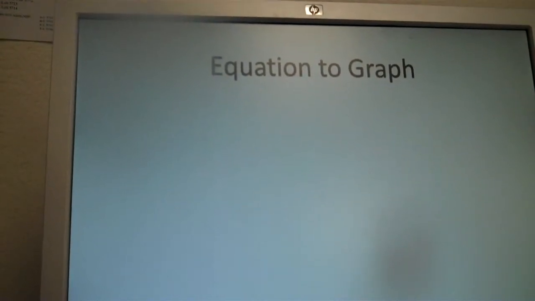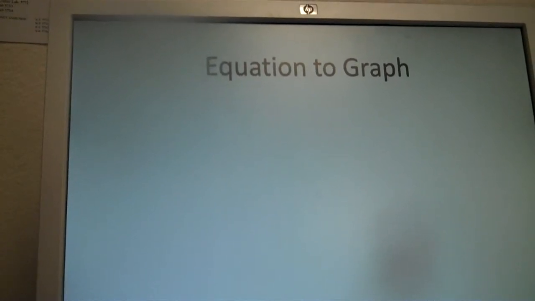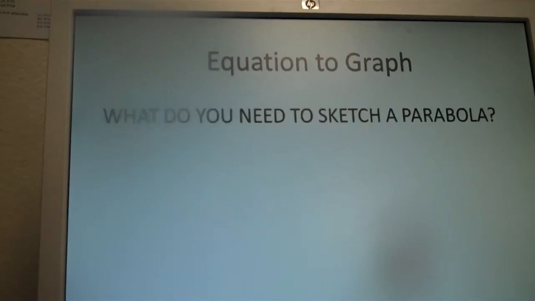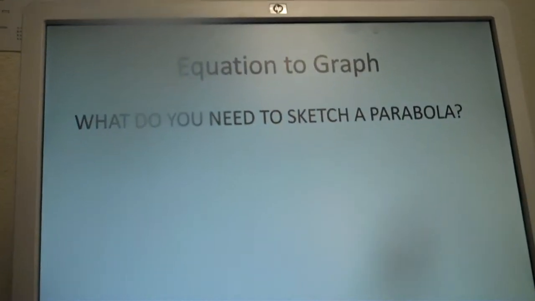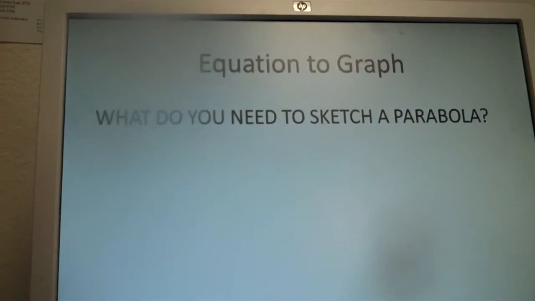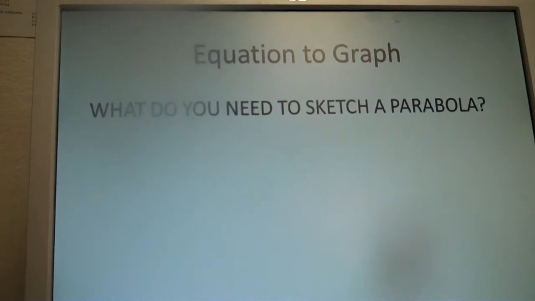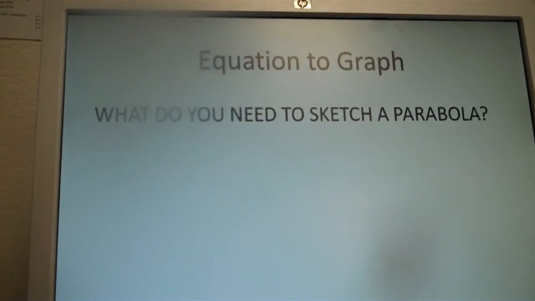The first thing you want to do is write down in your notebook: equation to graph. That's the section we're going over today. The first thing to write down is this question: what do you need to sketch a parabola? I want you to pause the video, take a couple of minutes, and write down all the things you think you need to sketch a parabola.